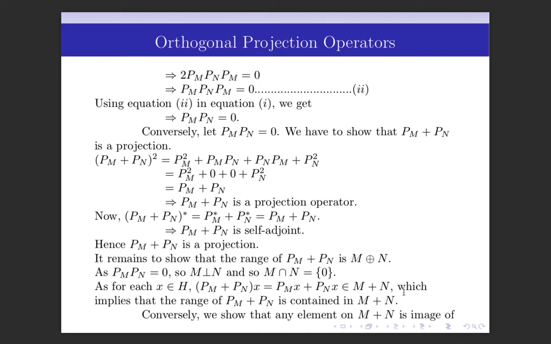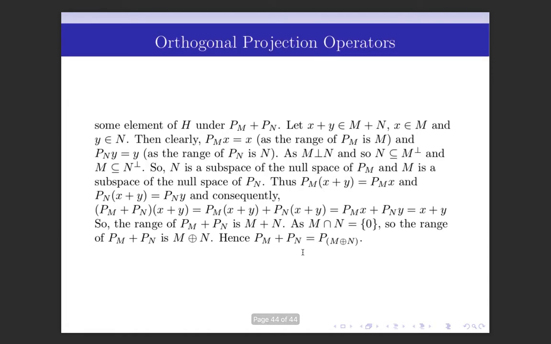Conversely, we show that any element of M plus N is the image of some element of H under Pm plus Pn. So take some element. Let x plus y belong to M plus N, where x belongs to M and y belongs to N. Then we know that Pmx is equal to x. Why? Because we know that the image of any element of the range under a projection operator is the element itself. Since M is the range of Pm and x belongs to M, the image of x under Pm is x itself. And since N is the range space of Pn, the image of y under Pn is also y.